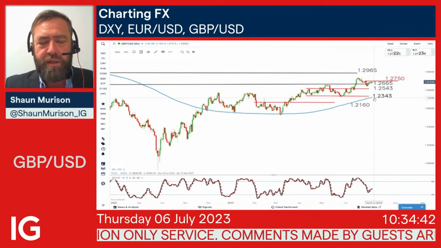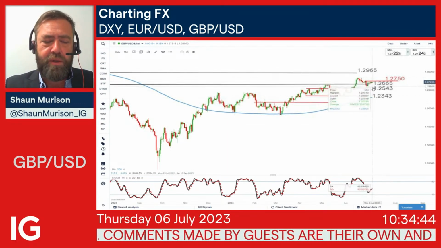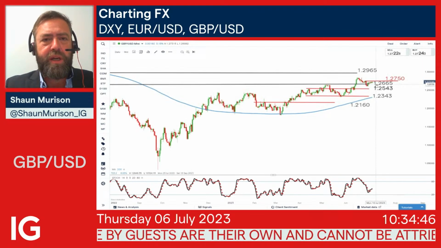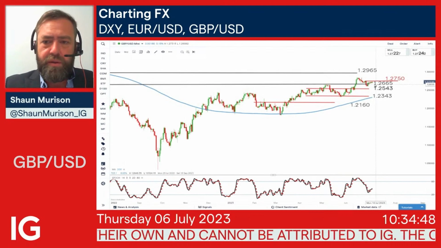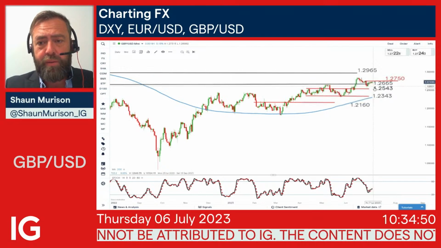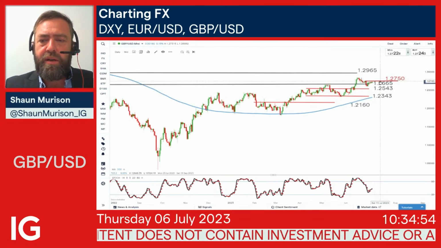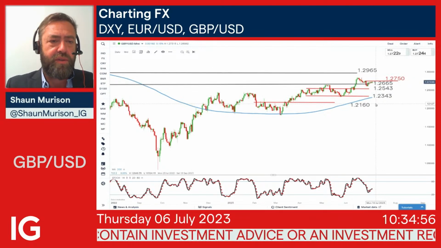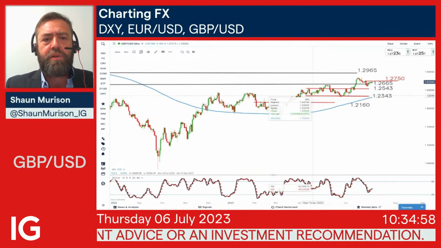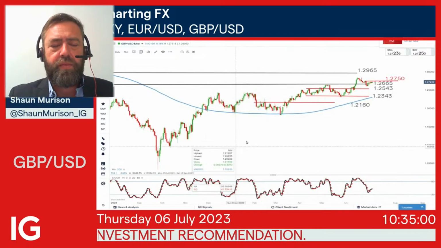But until this 200-day simple moving average is broken, we're still looking at keeping a long bias to trades. It's just about where to find entry into cable. And so if we pull back, we look for a bullish reversal at one of our lower levels, or alternatively an upside break of this 1.2750 might provide that opportunity as well.